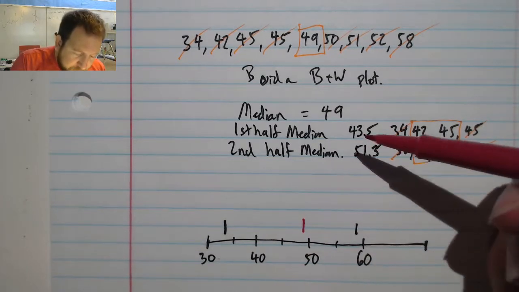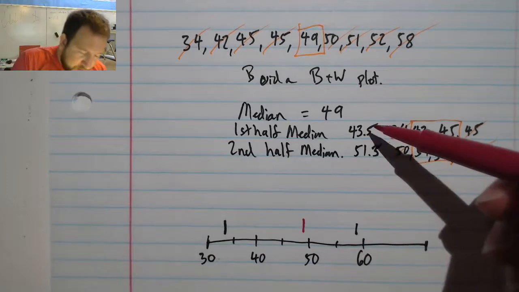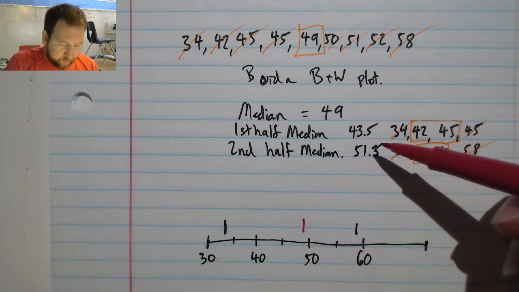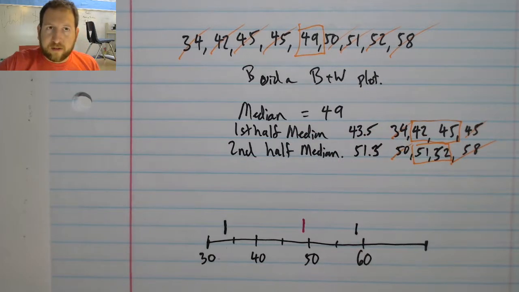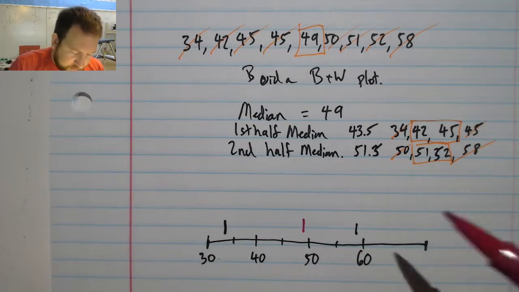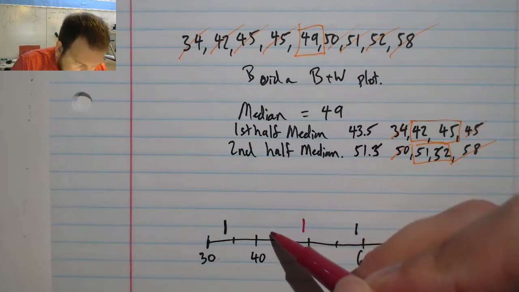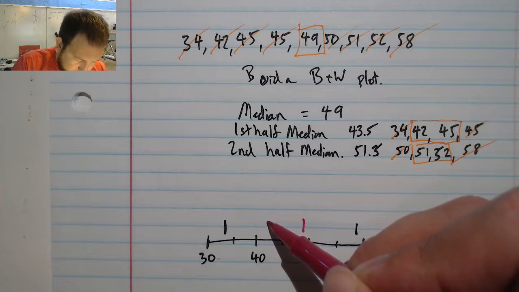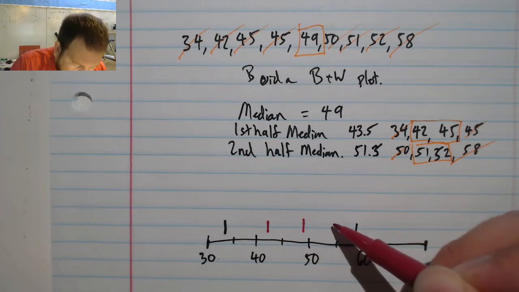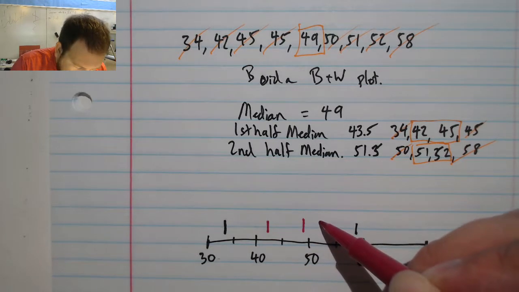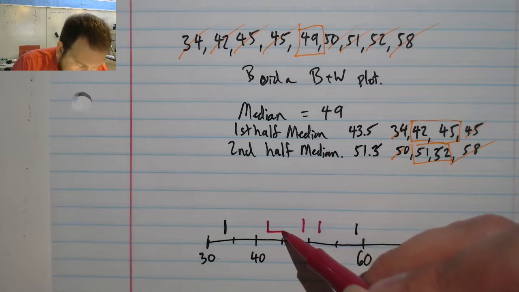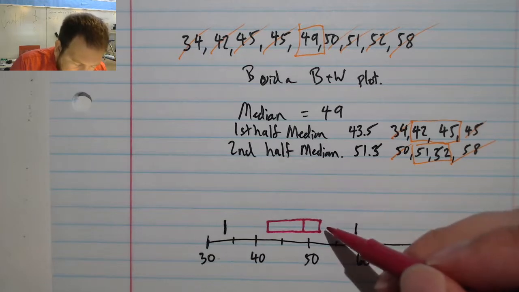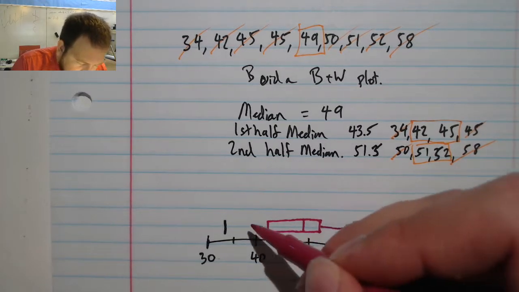And now I'm going to make the edges of my box by adding in my first half of my median and my second half of my median, or the median of the first set and the median of the second set. 43.5 would be about here. And 51.5 is about here. Here is where the box of my data is. And then these would extend out to the whiskers.